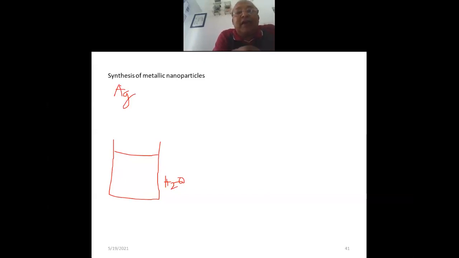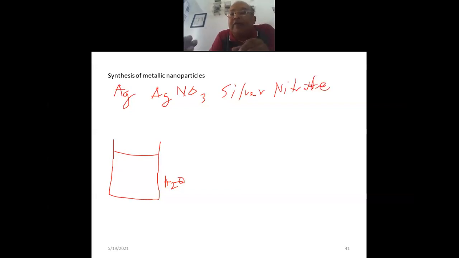Now we need silver here. So we have to start with some source of silver. That means a silver salt maybe. So let's say we use a very commonly available silver salt, silver nitrate, AgNO3. Okay, that's silver nitrate. It's difficult to write with my stylus. Anyway, so we put this one, AgNO3, right?